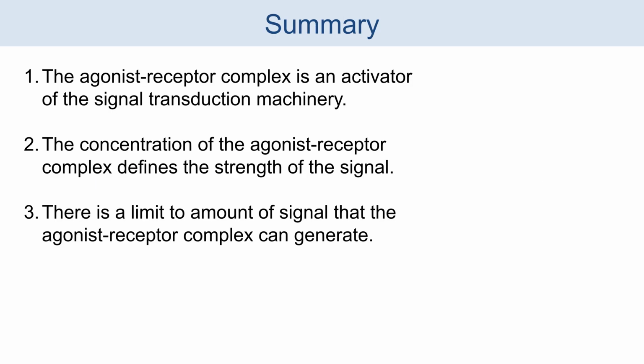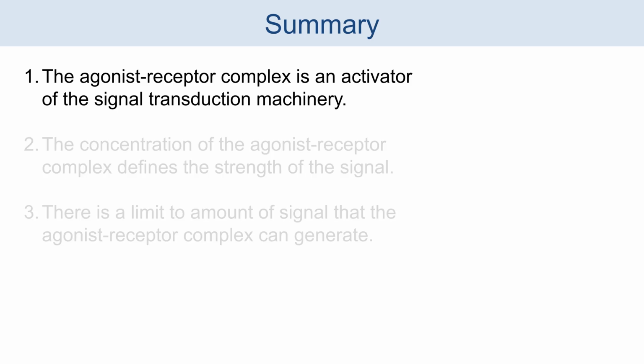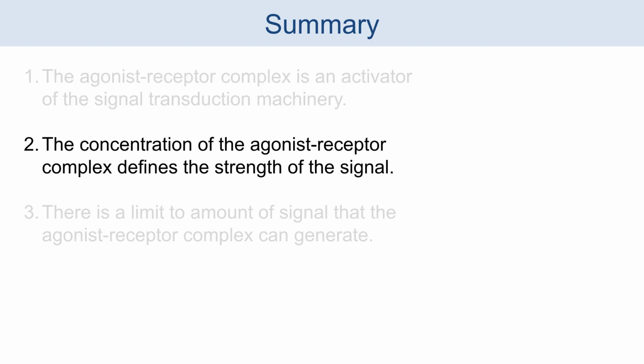Here we have listed out our assumptions again. First, we assume the agonist receptor complex acts as an activator of signal transduction, that it interacts with the signal transduction machinery to generate the signal. From this, it follows that the strength of signaling is dependent on the concentration of agonist receptor complex. This concentration is dependent on the receptor concentration as well as the agonist concentration, and this explains why our signaling results are dependent on the receptor expression level in the cells.